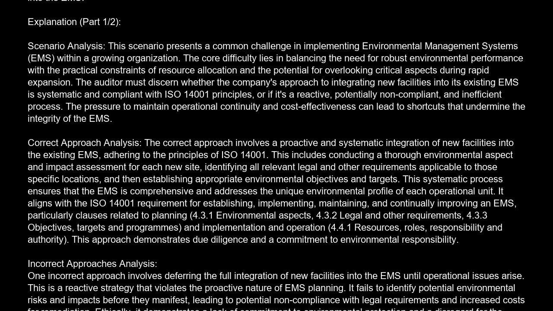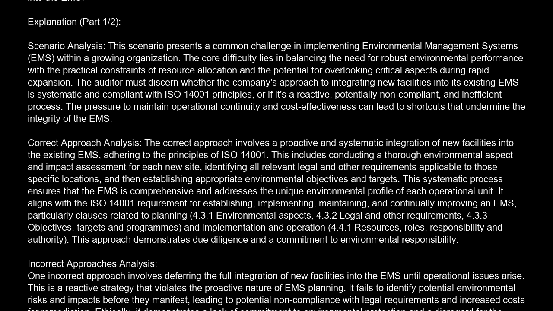Explanation. Scenario analysis. This scenario presents a common challenge in implementing environmental management systems, EMS, within a growing organization. The core difficulty lies in balancing the need for robust environmental performance with the practical constraints of resource allocation, and the potential for overlooking critical aspects during rapid expansion.